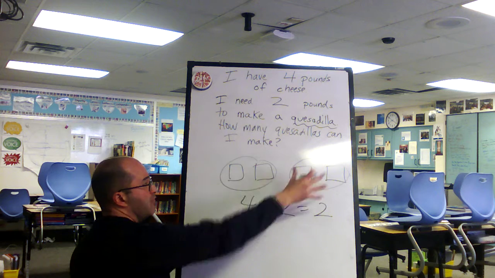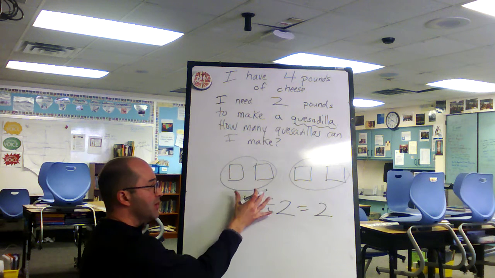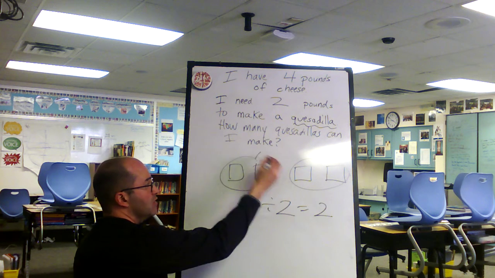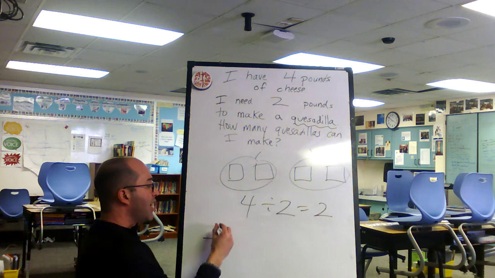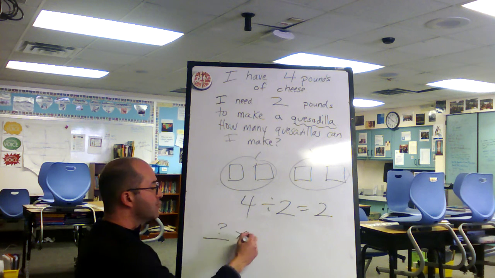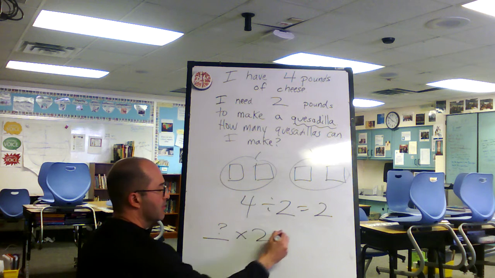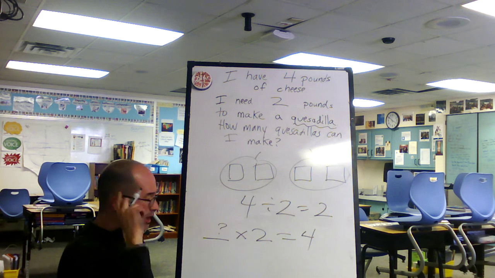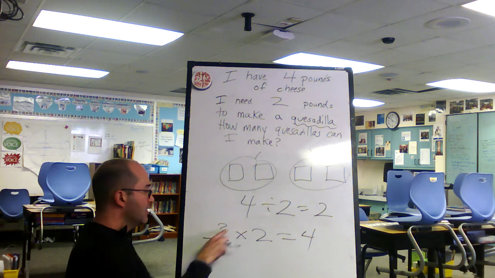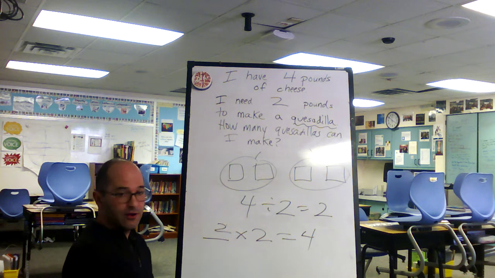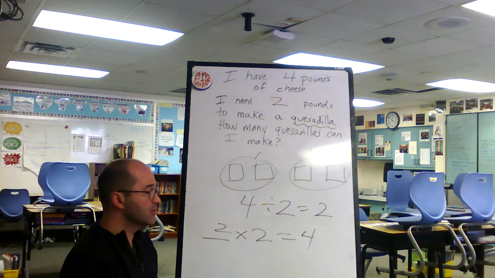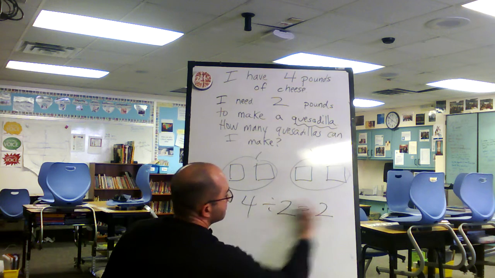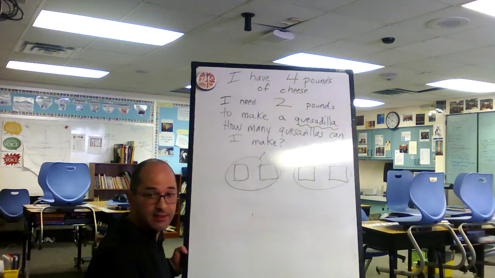We saw that because we had 4 pounds. How many 2's were there in 4? There was 1 2 and another 2 in 4. And the question also was, how many groups of 2 gives me 4? And I know from my background knowledge that 2 groups of 2 equals 4. So that's why 4 divided by 2 is 2. That's easy.